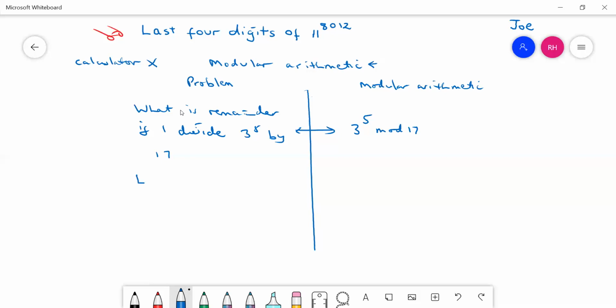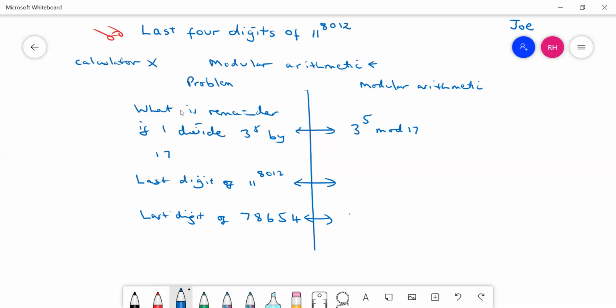So let's just say I asked, what is not the last 4 digits, but just the last digit of 11 to the 8012. Can you think of a way to express that? You might want to do an easy one. What's the last digit of, I don't know, let's just take a number, 78654? What's the last digit of that? How would we express that in modular arithmetic?